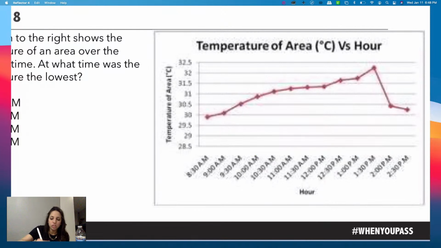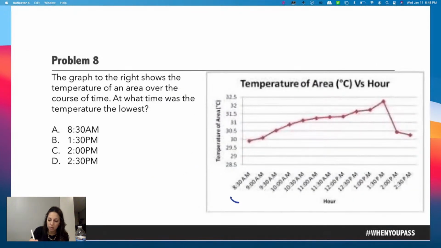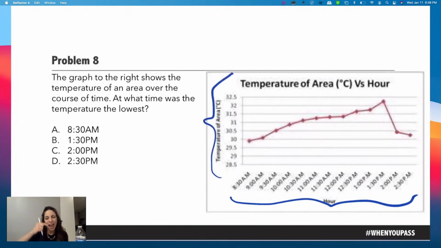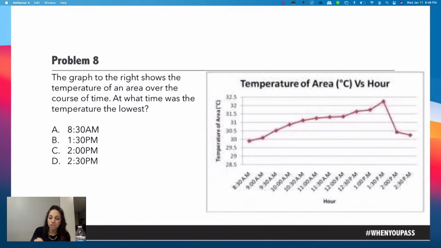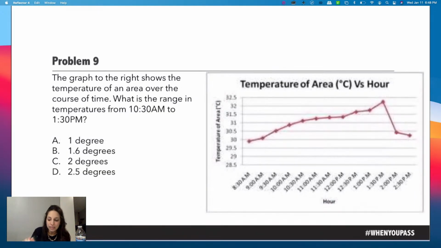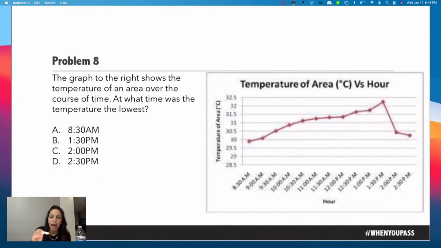What we really want to do is look at our intervals. So down here, we're jumping by half hours. And right here, we're jumping by half degrees. If you don't notice that, that is going to be a critical downfall when you're interpreting data. A lot of times people assume that each line equals 1. But in this case, each line equals a half of a degree. So this is 30. This is 30.5. This is 31.